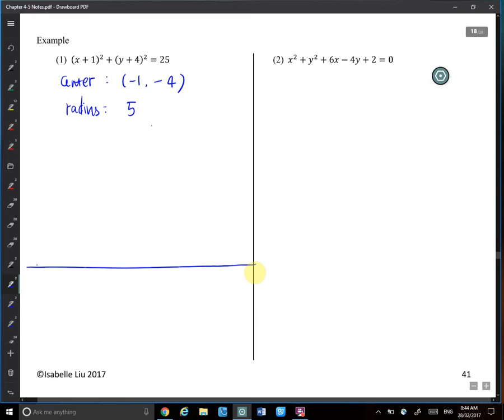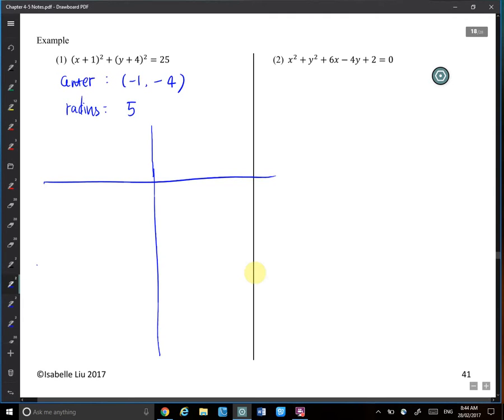So let's say we have, I should have put it higher. Minus 1, 1, 2, 3, 4, 5, 6, 7, 8, 9, 10. We have minus 1 and minus 4, that's my center, and the radius is 5. So go up by 5 units, I will have the point here. And go down by 5 units, I will have this one here. Because that point is minus 1, minus 4, that one will be minus 1 and 1. And that one will be minus 1 and minus 9.